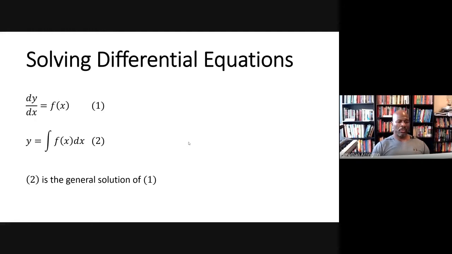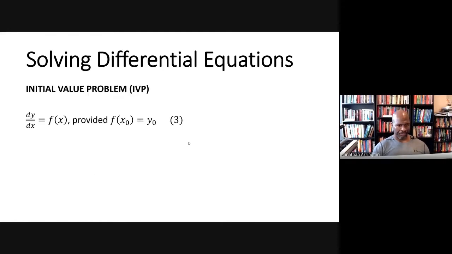All right, now we want to look at something called an IVP, an initial value problem. What we're looking at right now on the screen is a general solution, because the solution comes out with an arbitrary constant. Well, there are some problems where they give you an initial value, and that initial value allows you to find a particular solution. So if you look at equation 3, dy/dx is still just a function of x, but we have this initial condition here where f of x naught equals y naught.